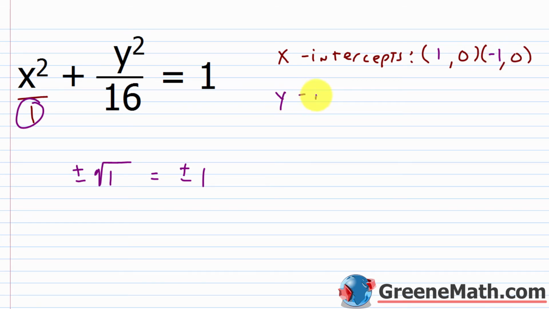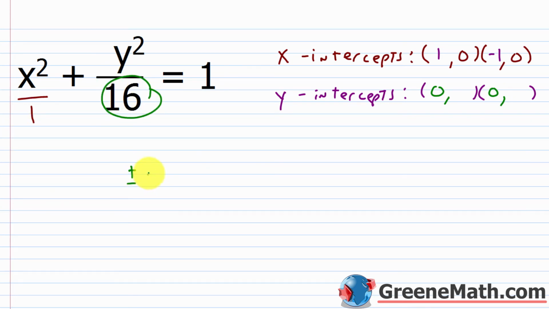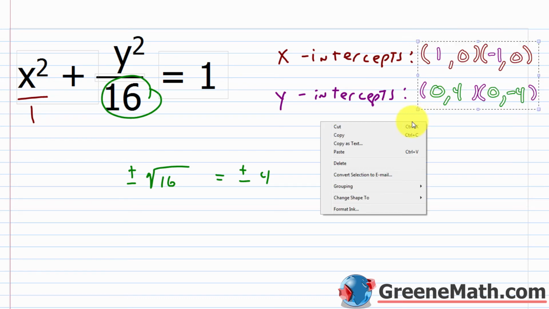Then for the y-intercepts, we would get what? Well, we know that the x values would be 0 in each case. And again, I would just look at my denominator here. In this case, it's 16. I take the principal and negative square root of that guy. This equals plus or minus 4. And so the y values here would be 4 and a negative 4. So again, very, very easy to get these points going. I just take them down to the coordinate plane now.